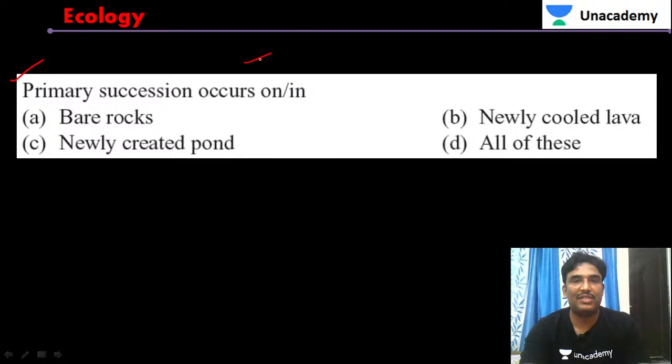So primary succession occurs in which location? That is the question actually. So note down the primary succession.